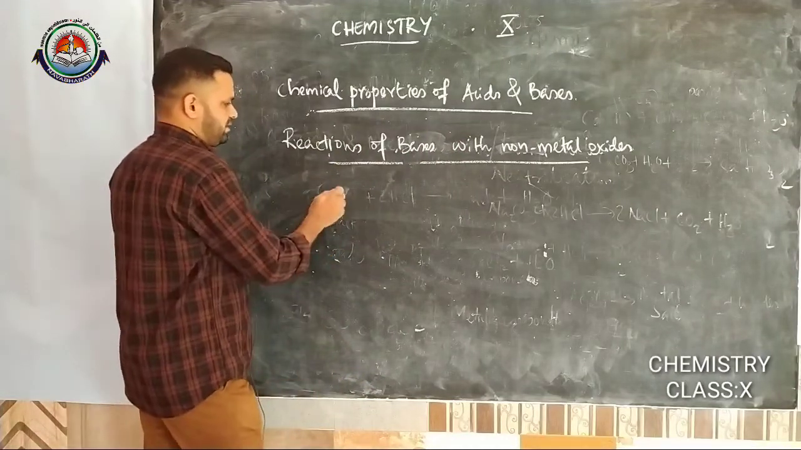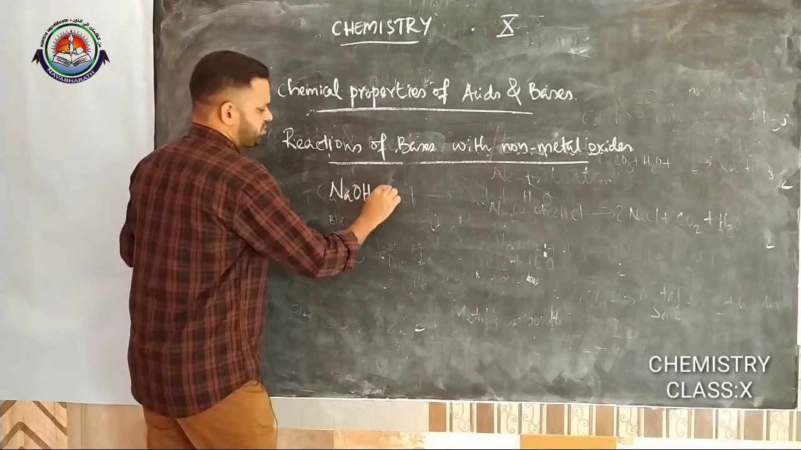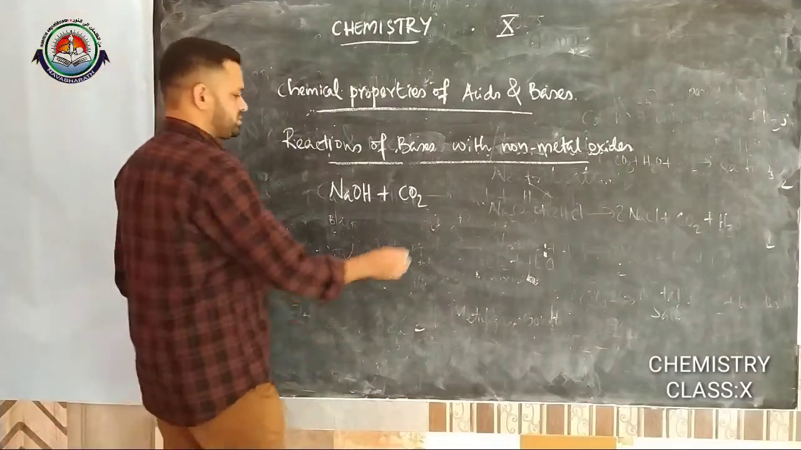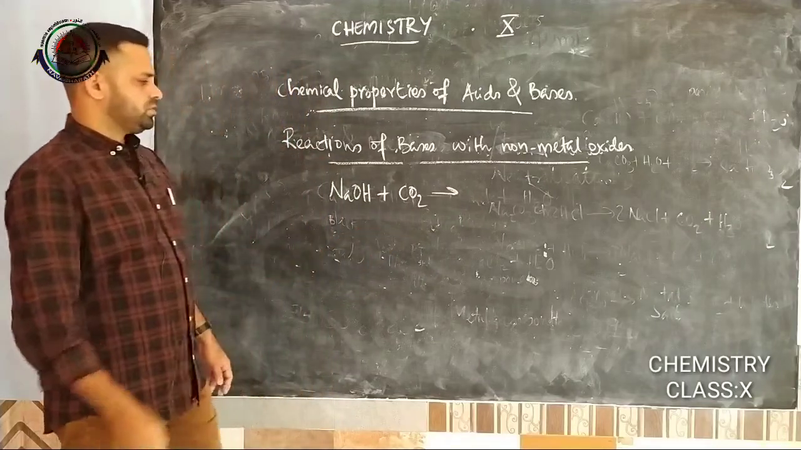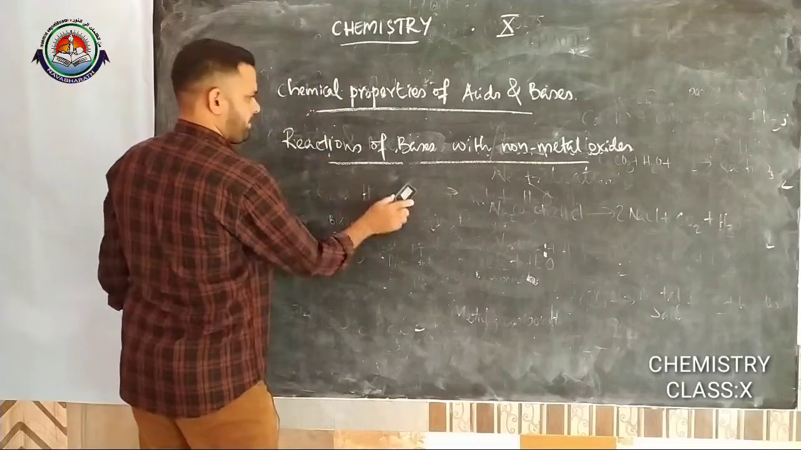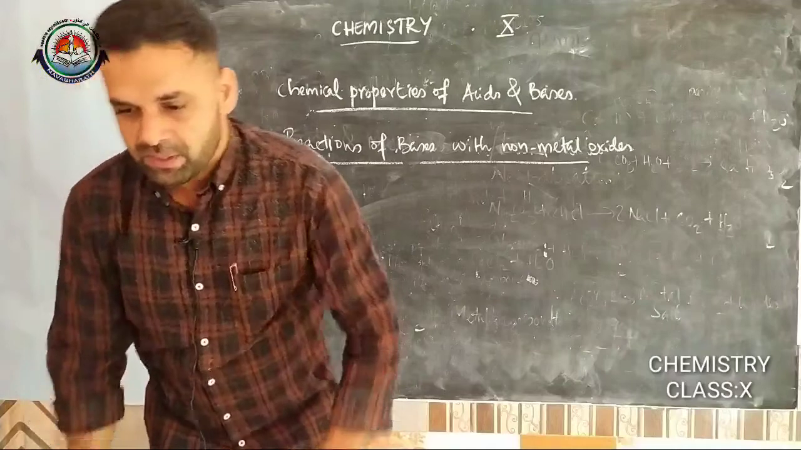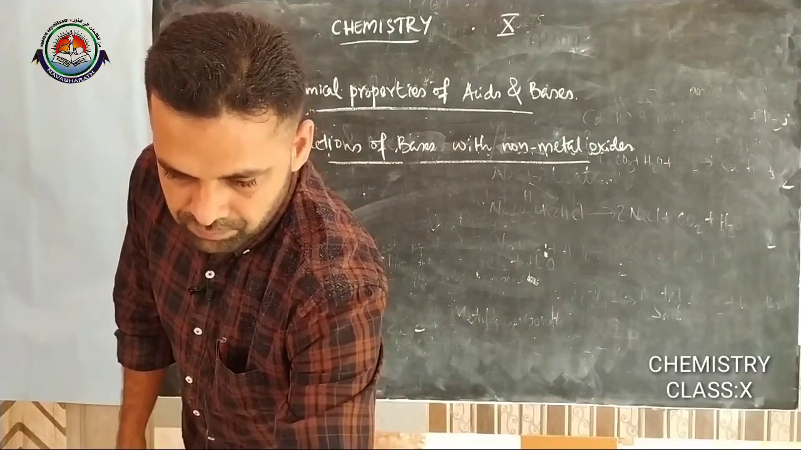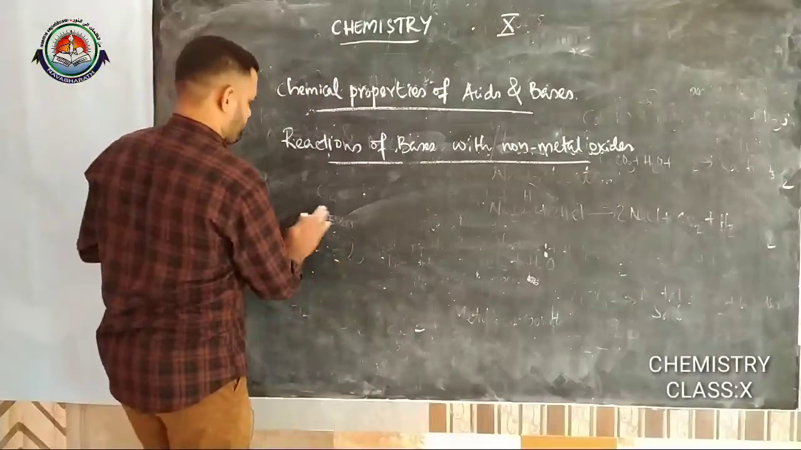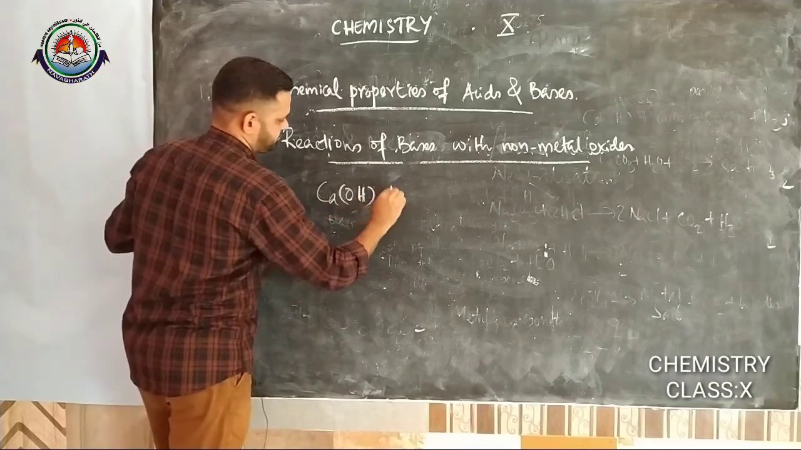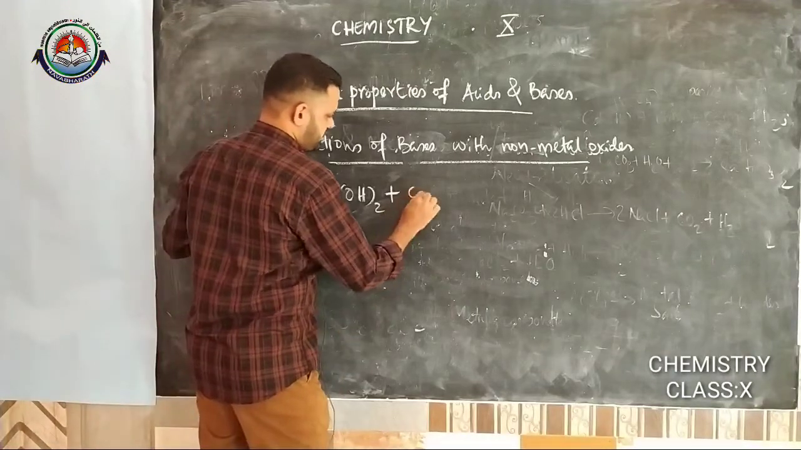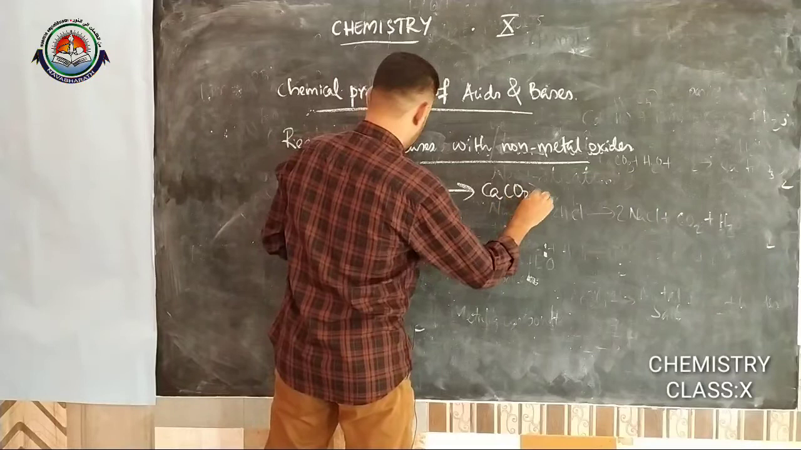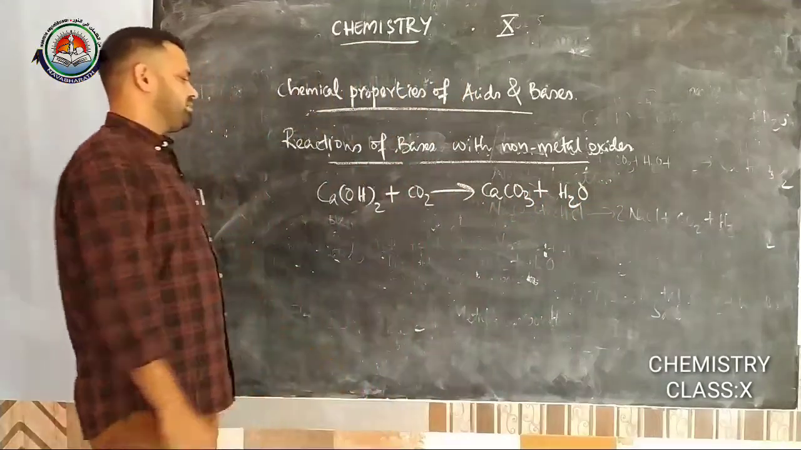So, here we take an example, for example, sodium hydroxide reacting with a non-metal oxide, for example, carbon dioxide. Take an example, we take calcium hydroxide. Calcium hydroxide is a base. When it reacts with the non-metal oxide, it forms calcium carbonate plus water. Calcium carbonate plus water.